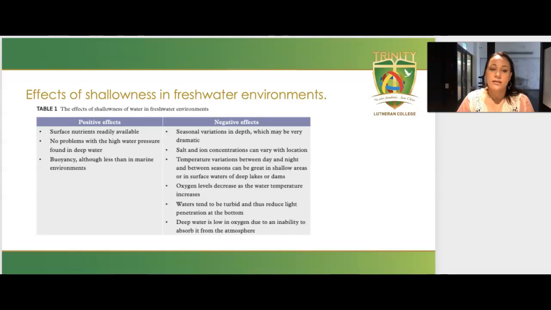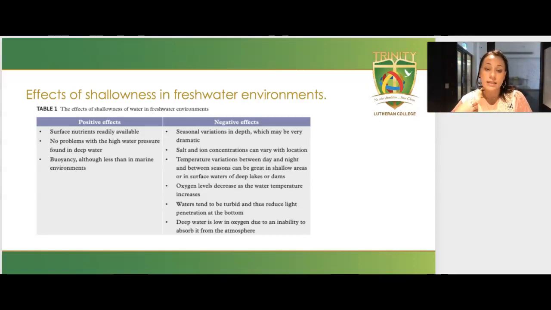The negative side effects, the downside of living in shallow water, well, you are very reliant on seasonal variations in depth. You see that in the Australian outback a lot, where you've got pools that can be really deep, but as they dry up because of hot sunny days and evapotranspiration, evaporation, the difference between the wet season and the dry season can be dramatic.